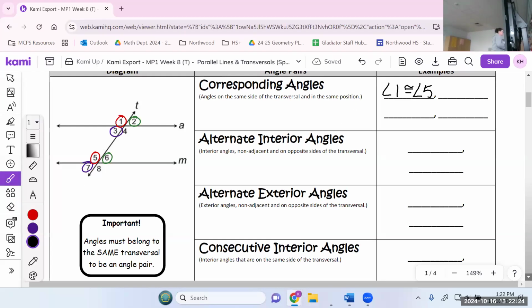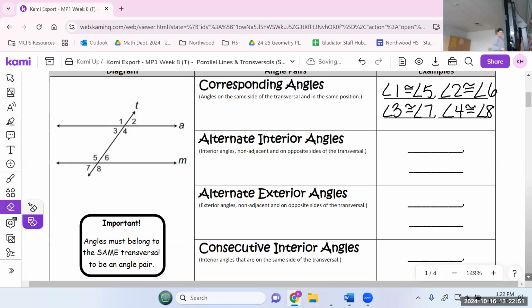All right, let's list these other ones. Angle 2 is congruent to angle 6. We've got 1 and 5, 2 and 6. Angle 3 will be congruent to angle 7. Angle 4 will be congruent to angle 8. So all of those are your congruent angles. All right, cool. Alternate interior.